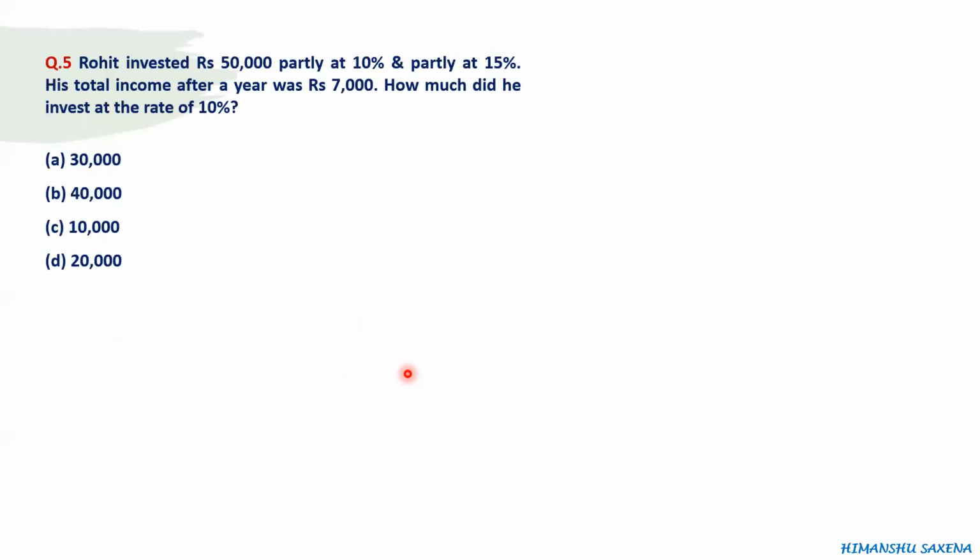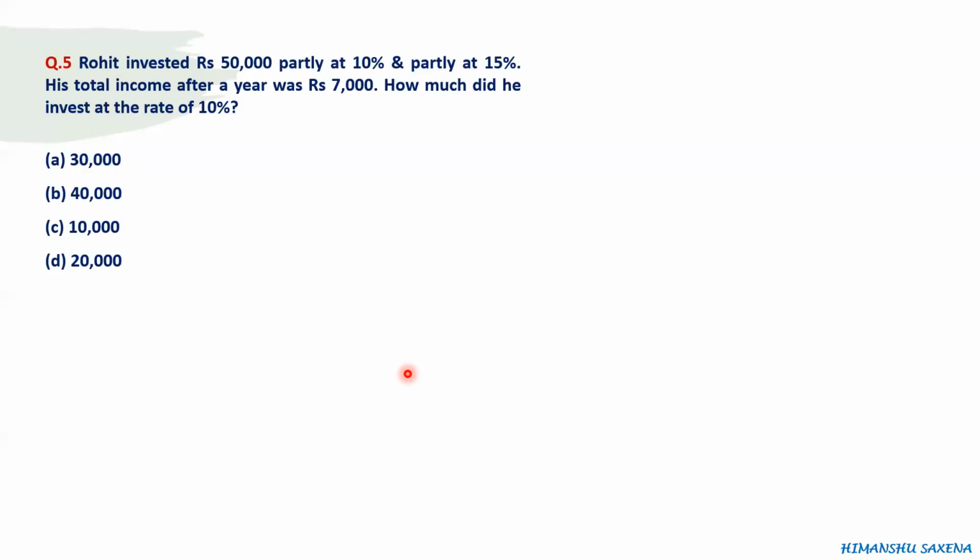Rohit invested rupees 50,000 partly at 10% and partly at 15%. His total income after a year was rupees 7,000. How much did he invest at the rate of 10%? Now this is a very interesting question. This can be solved in two very easy methods. We will use two methods to solve this question, so we will showcase both the methods here.